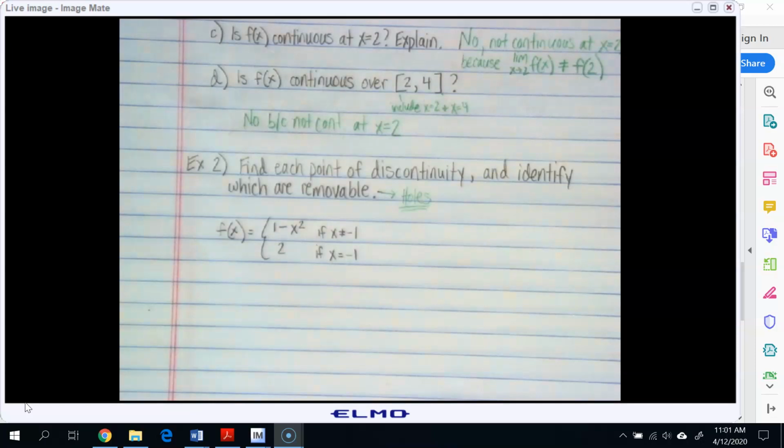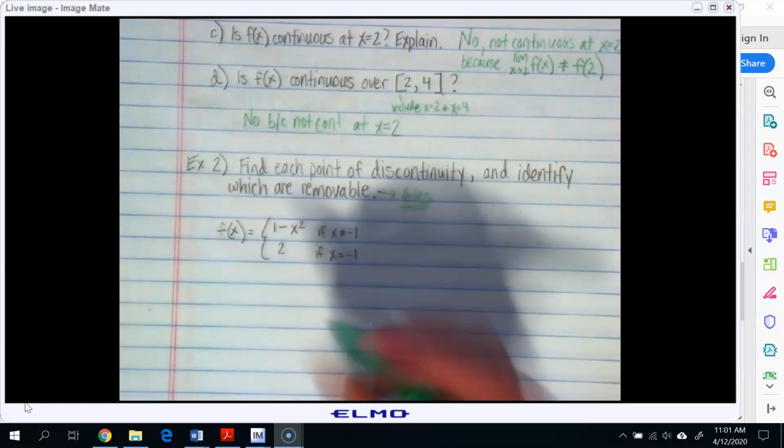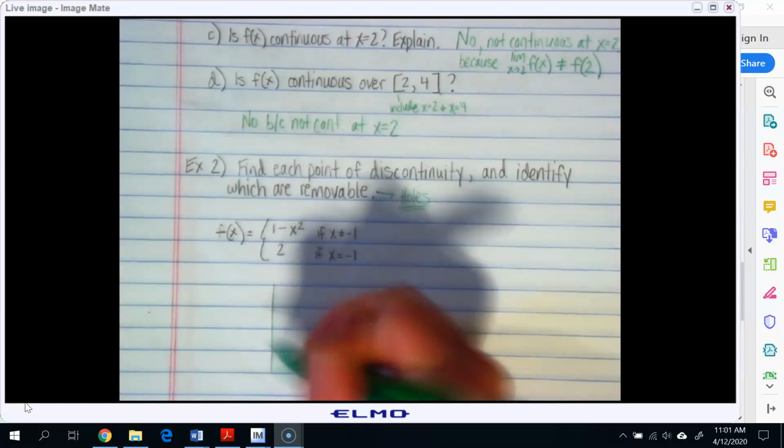Pay attention to other points of discontinuity, so vertical asymptotes are points of discontinuity. They are not removable. Or if you have a function that graphs and you notice there's a jump discontinuity, that's also not removable. So the only ones that are removable are holes. Alright, in this function, since it's a piecewise function, I'm going to draw the graph in order to understand exactly what's going on here.